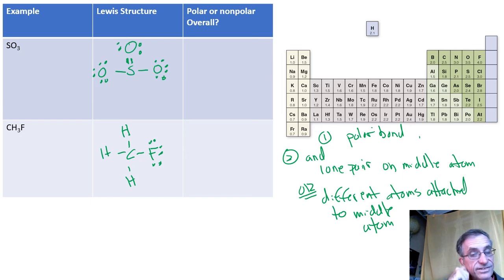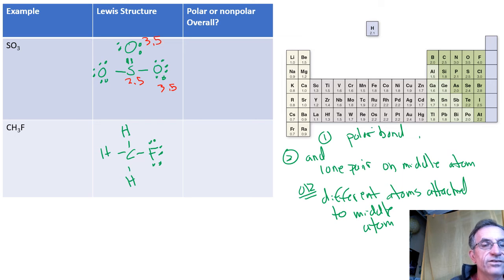All right, so the first thing we got to do is we're going to decide if any bonds are polar. And if they are polar, we're going to keep looking for something else to see if the molecule is polar overall. That something else is a lone pair on the middle atom or different atoms attached to the middle atom. So let me help you just a bit more. Let's look up the electronegativities. Sulfur is 2.5. Oxygen is 3.5.